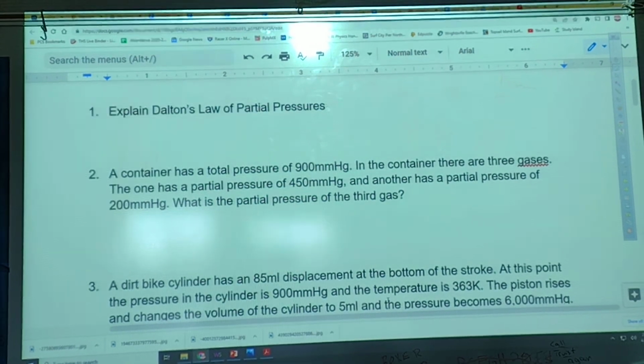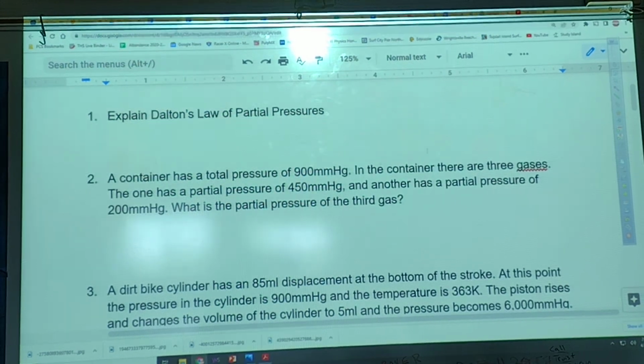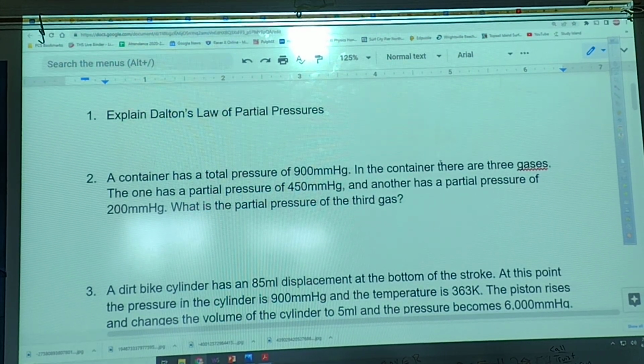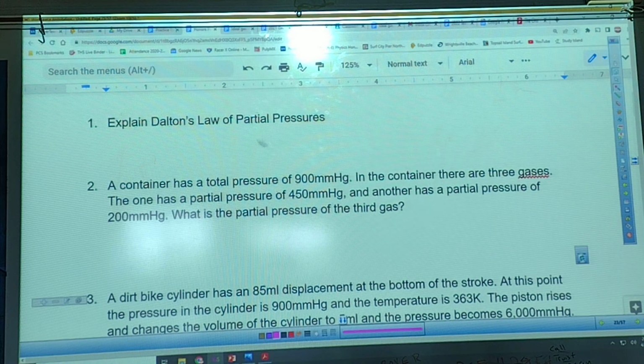All right, people, let's take a look at this test review here. This is a little bit different. I'm writing on the board this time, and we'll see how this works out. All right. First of all, question number one is explain Dalton's law of partial pressures.